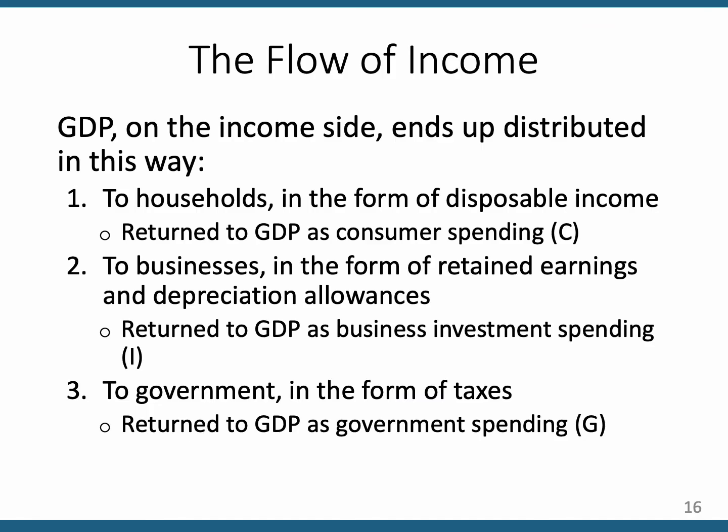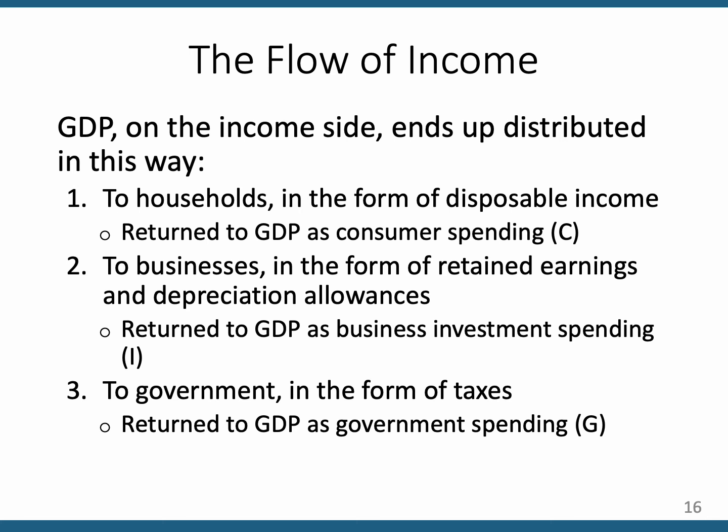Now let's think about the flow of income. You can almost think of the circular flow diagram as you're looking at this. Income flows out of GDP to households in the form of disposable income, which they then use to purchase products in product markets, right? That's returned to GDP then as consumer spending.